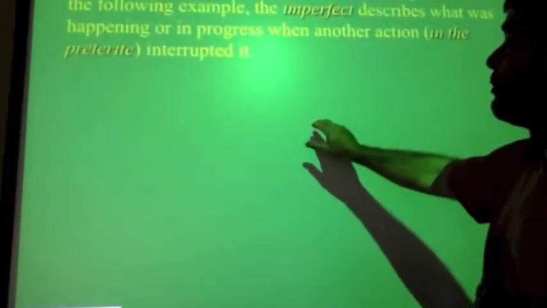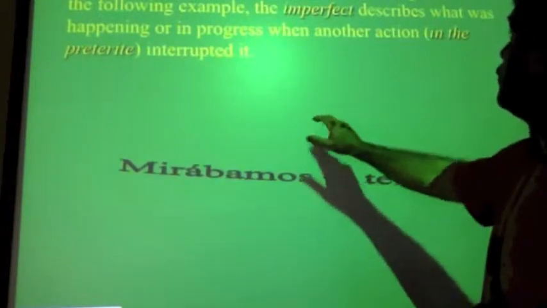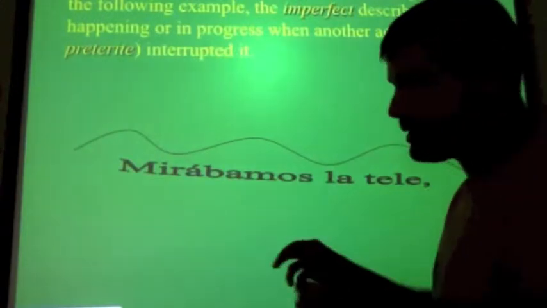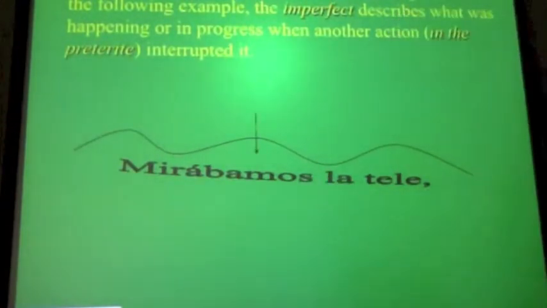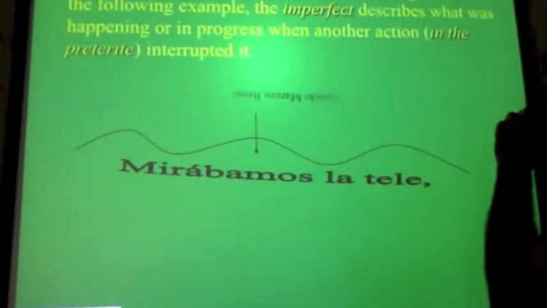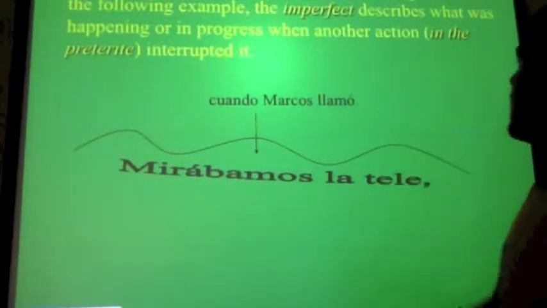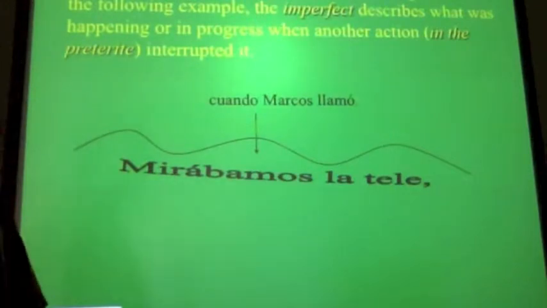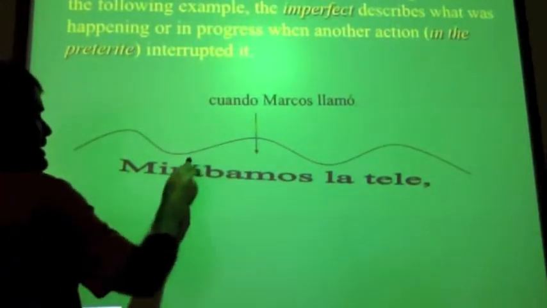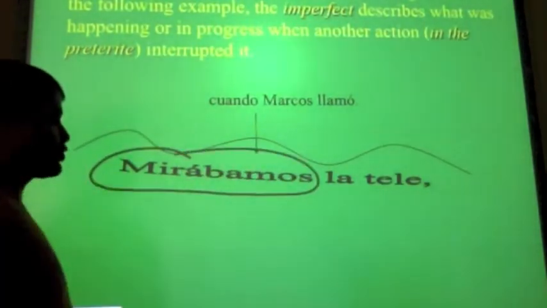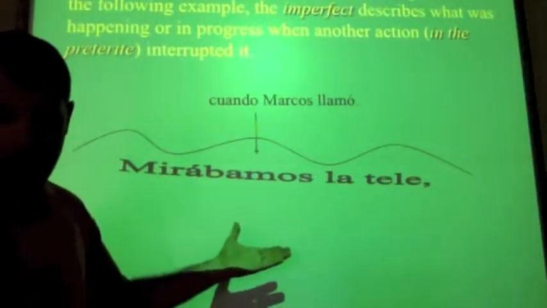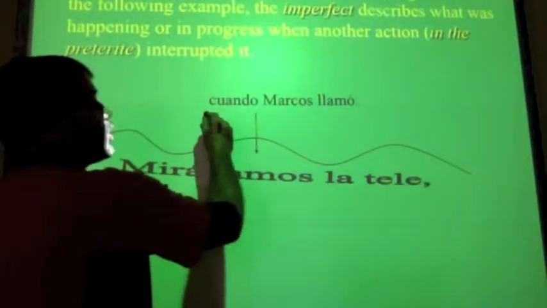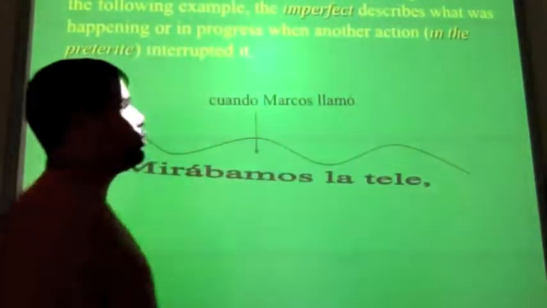All right. Now, the preterite and the imperfect are often used together in the same sentence. So, in this following example, the imperfect describes what was happening or in progress when another action in the preterite interrupted it or took place. So, if we have something in the imperfect, mirábamos. We were watching TV. Mirábamos la tele. Mirábamos la tele cuando Marcos llamó.